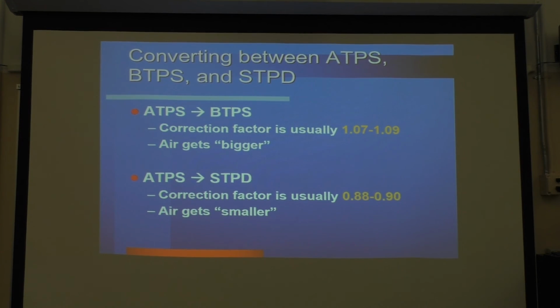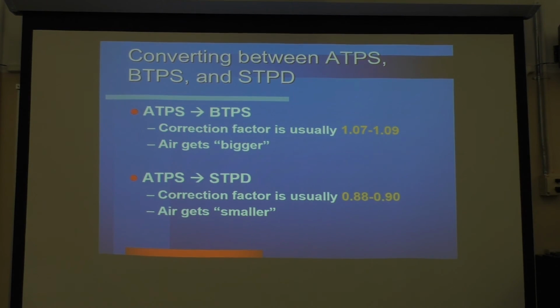So that volume will be measured in ATPS by the spirometer, but we'll need to apply a correction factor to get it into BTPS terms to reflect that it was a volume that was expired from our body. And so actually, that error will get bigger once we apply that correction factor. Now, how much bigger? That depends on the temperature difference and pressure difference between the ambient condition and our body, which remains relatively fixed. And you can see we have the opposite, which is true when we are converting from ATPS to STPD.